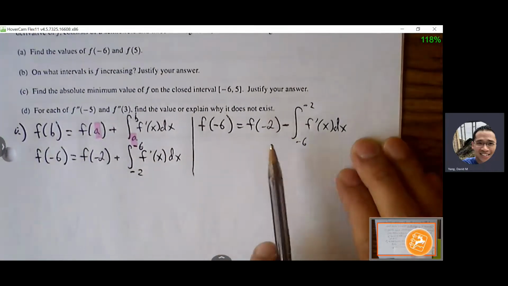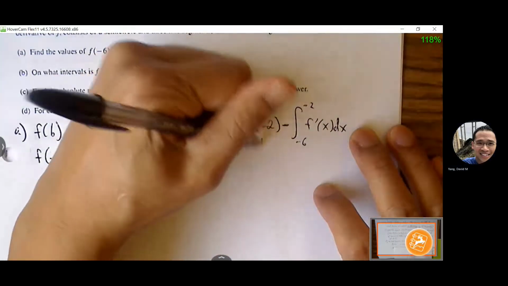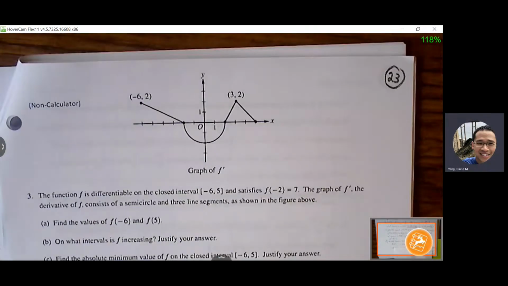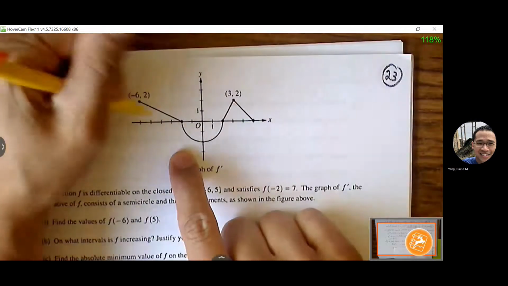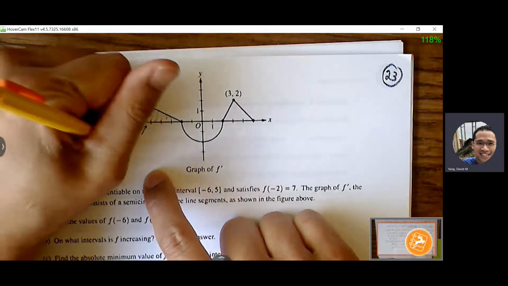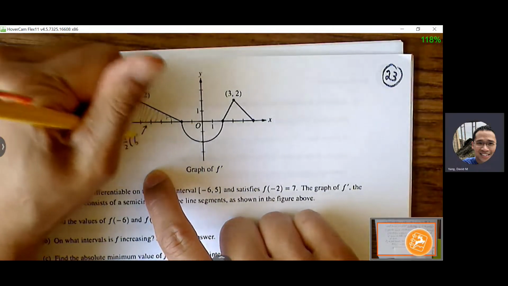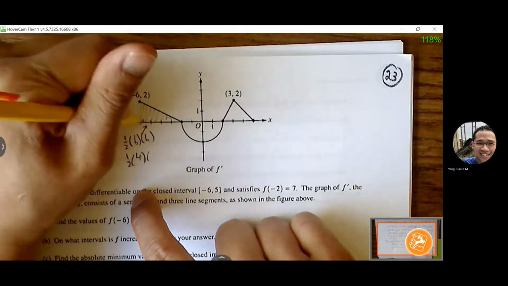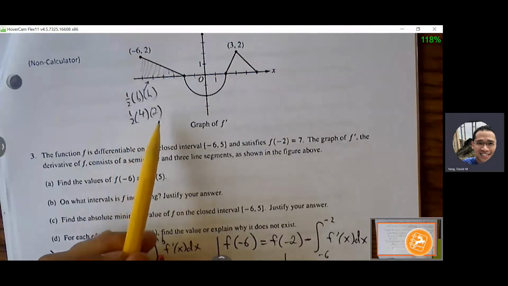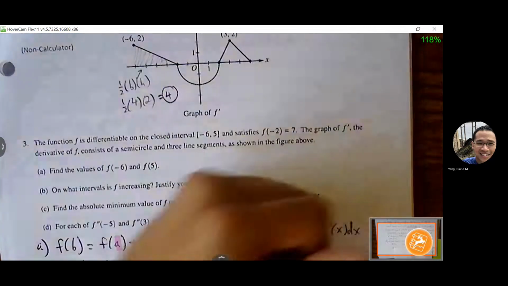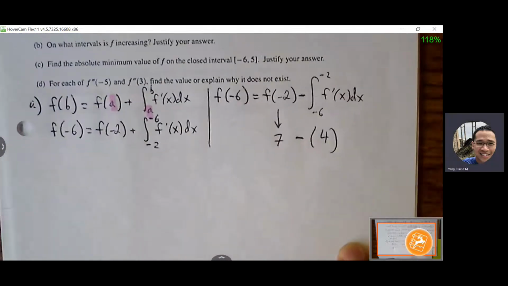Okay, so now that we have everything set, f of -2 is 7 minus, okay, and the integral from -6 to -2, that's just going to be a triangle. One half base times height. It's above the x-axis, so I don't have to make any sign change. Two times 2 is 4. So 7 minus 4 equals 3.